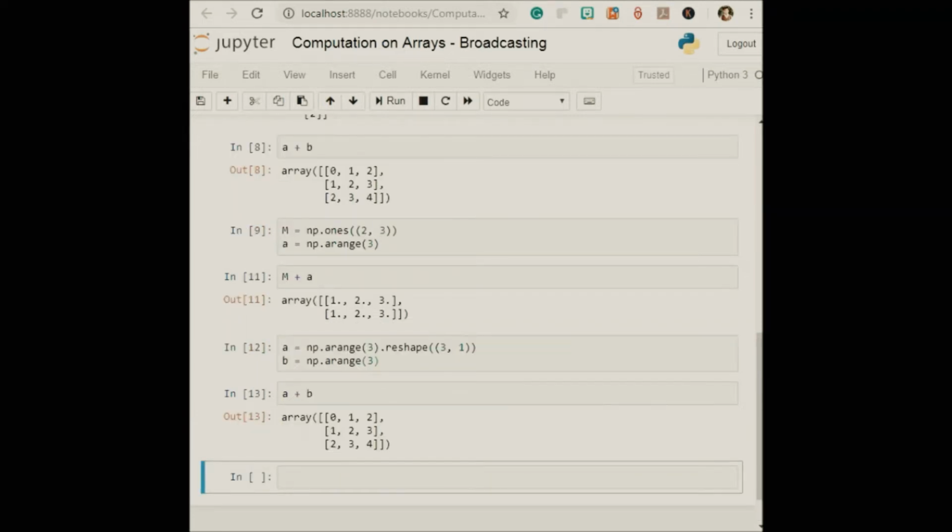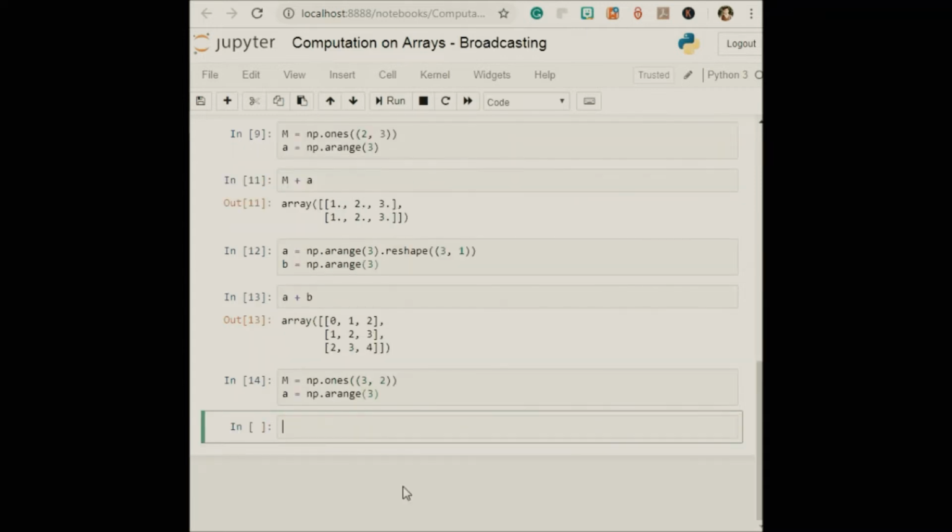So now let's look at another example, in which two arrays are not compatible. M is equal to np.ones, and A is equal to np.arange. This is just a slightly different situation than in the first example. The matrix M is transposed. So how does this affect the calculation?